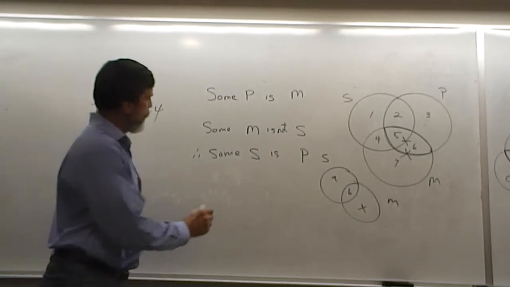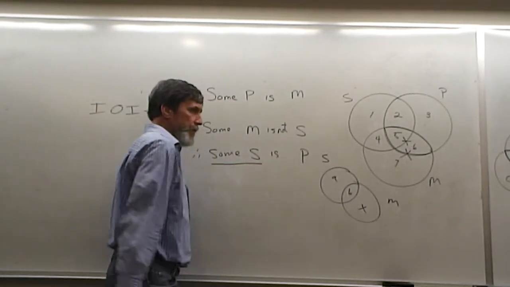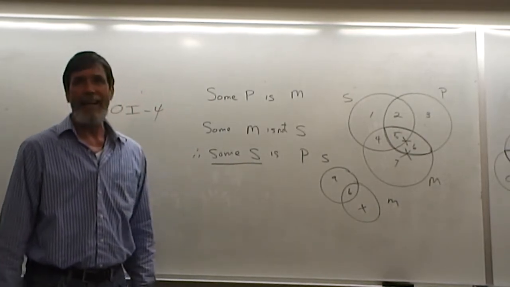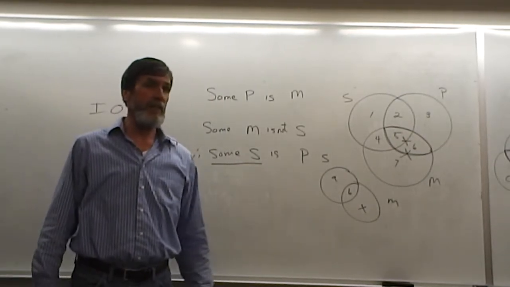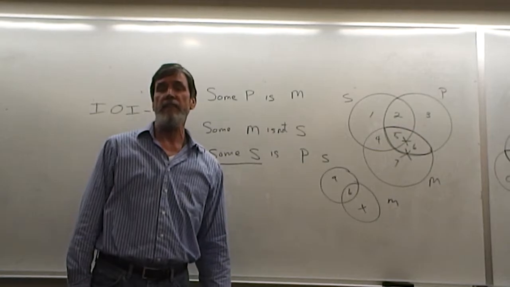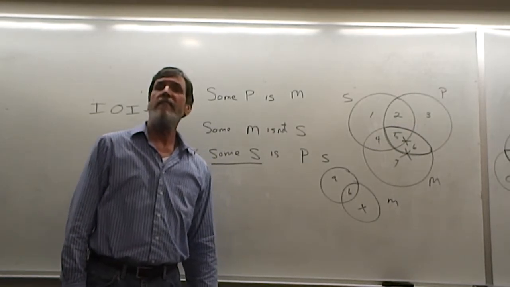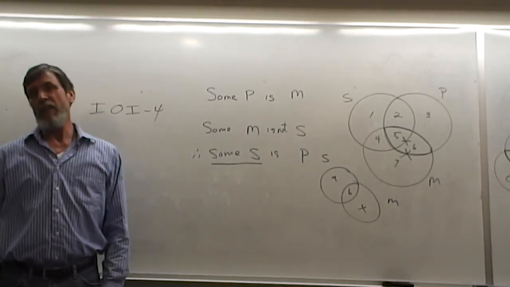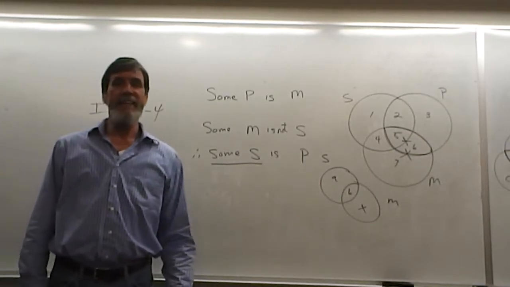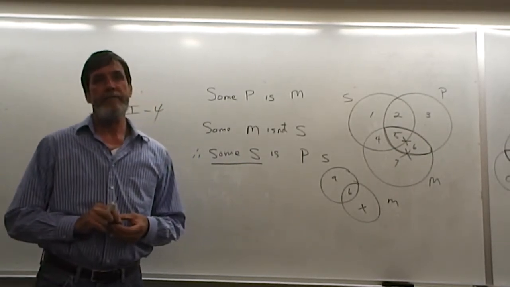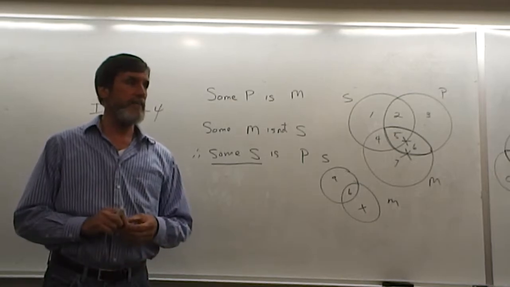Well, let's see, our conclusion says some S, so there's got to be an x inside of circle S. There isn't even an x inside of circle S. Neither of those are inside of circle S. So we don't have to consider the second condition. It's done. It's invalid. Doesn't even say there are any S's.